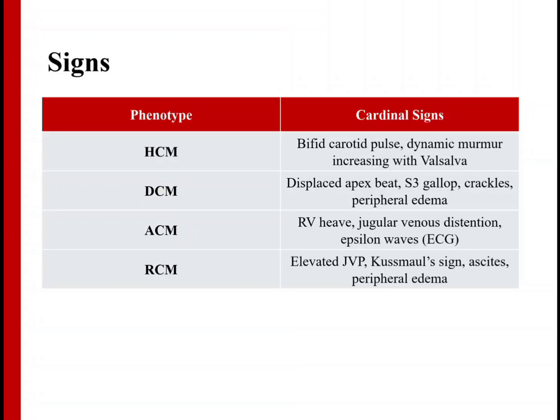In hypertrophic cardiomyopathy, some physical signs observed in clinical examination may include bifid carotid pulse, which is described as the classic spike and dome pulse due to dynamic outflow obstruction, as well as dynamic systolic murmur, which is best heard at the left sternal border, which increases with Valsalva maneuver.